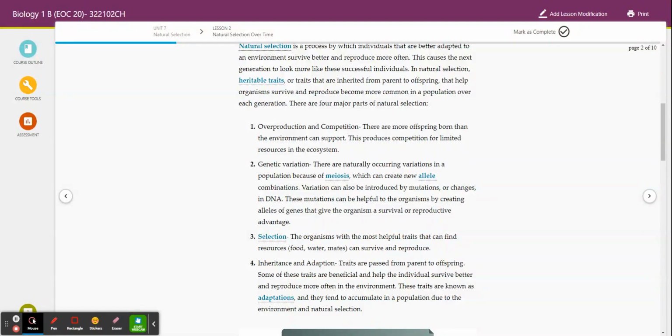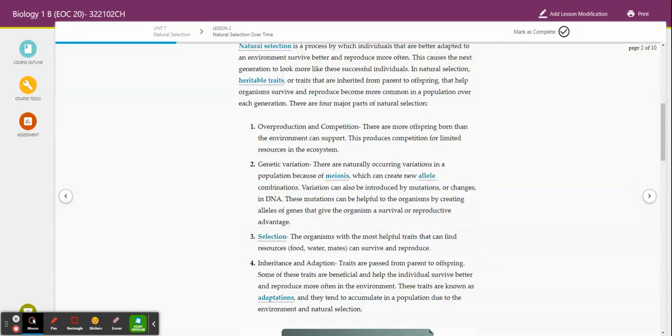There are four major parts of natural selection. Number one, overproduction and competition. There are more offspring born than the environment can support. This produces competition for limited resources in the ecosystem. I would like to note these are important. In your notes, make sure that you jot these down.